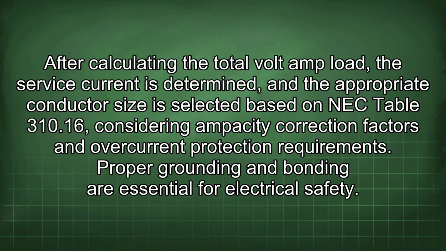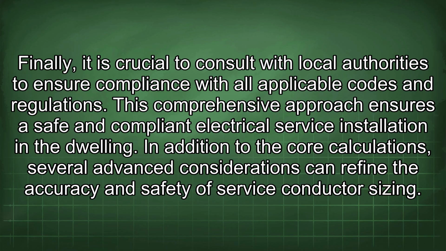After calculating the total volt-amp load, the service current is determined, and the appropriate conductor size is selected based on NEC Table 310.16, considering ampacity correction factors and overcurrent protection requirements. Proper grounding and bonding are essential for electrical safety. Finally, it is crucial to consult with local authorities to ensure compliance with all applicable codes and regulations. This comprehensive approach ensures a safe and compliant electrical service installation in the dwelling.